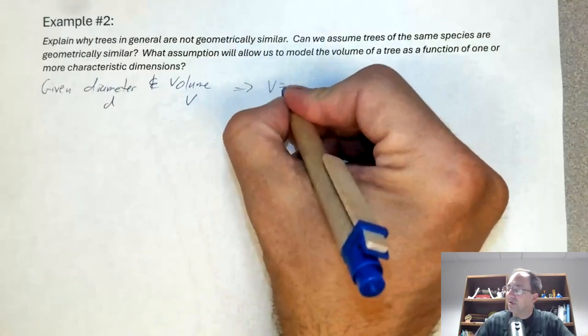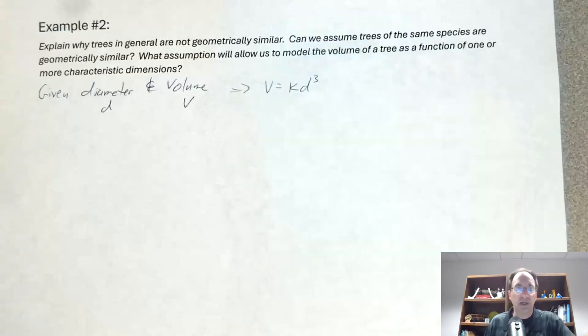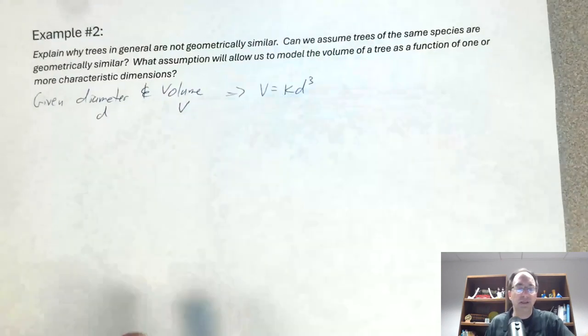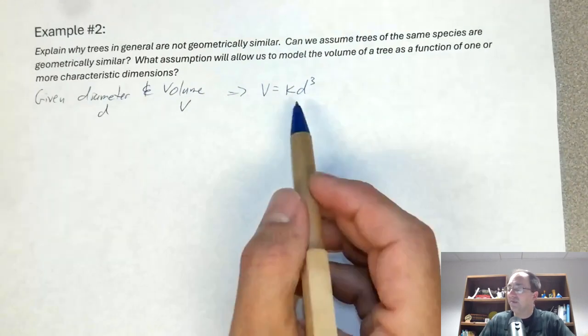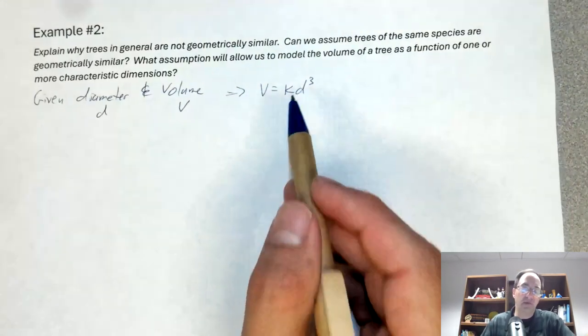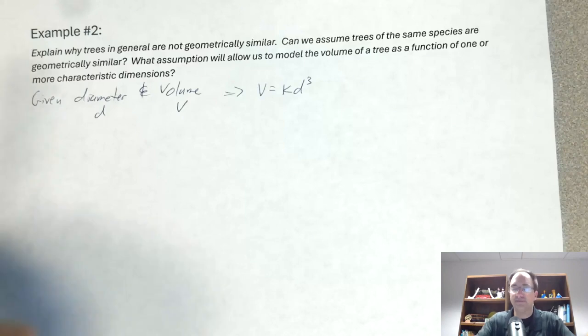And so what that means is we expect volume to be equal to some constant times the diameter cubed. And so if we can find what this constant is, then we could potentially find the volume of any black cherry tree by finding the diameter, cubing it, and then multiplying by that constant. But let's see if that really works. So we need to go to the spreadsheet.